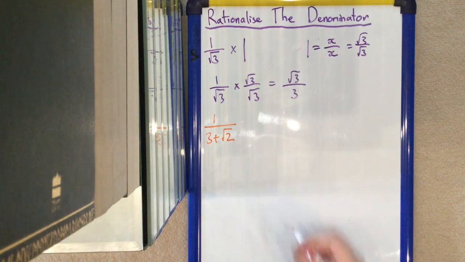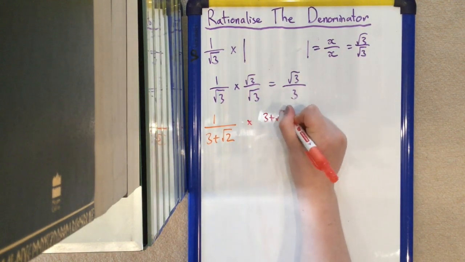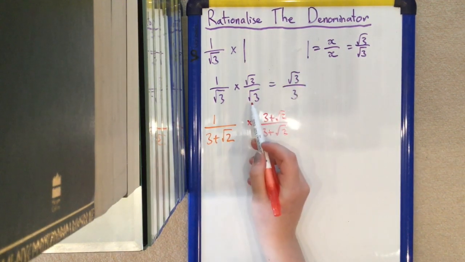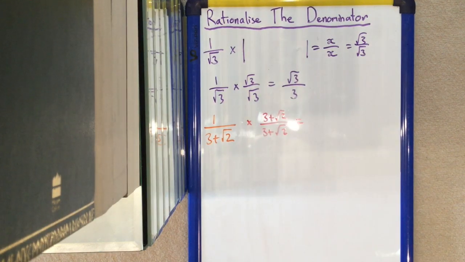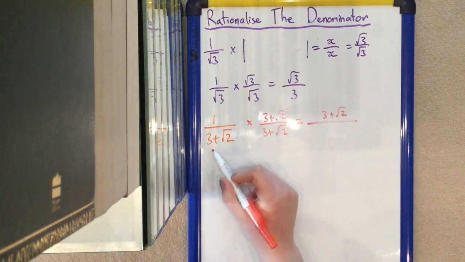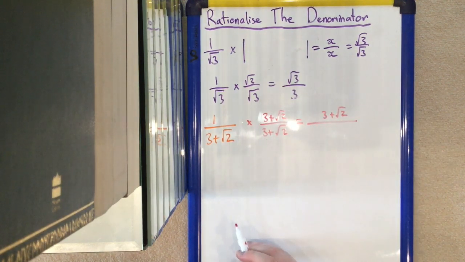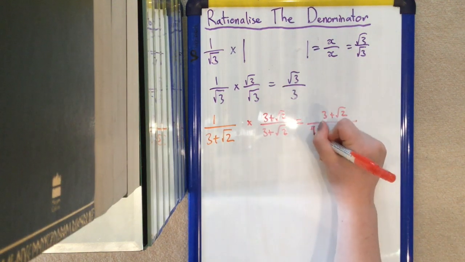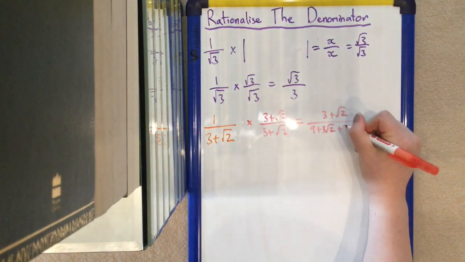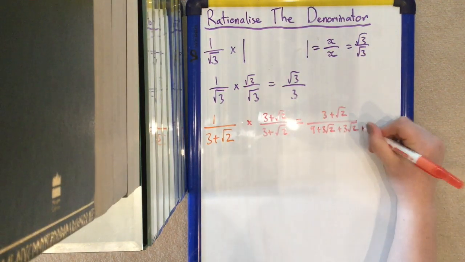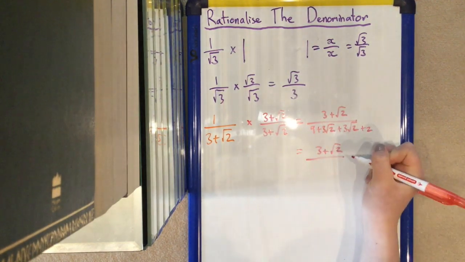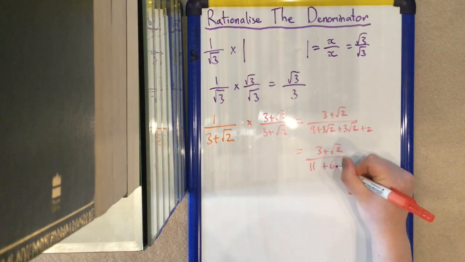Now the temptation here is to multiply by 3 plus root 2 over 3 plus root 2, because that's what we did up here. Whatever was on the denominator, we multiplied by. Now let's just follow this through and see what happens. We get 3 plus root 2 on the top, and the bottom you treat like two sets of brackets and you use the FOIL method. So my first two get me 9, my outsides are 3 root 2, my insides are 3 root 2, and my lasts are just 2, which gets the fraction as 3 plus root 2 over 11 plus 6 root 2.